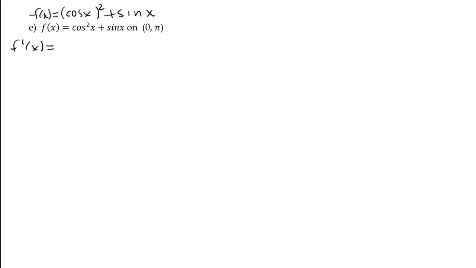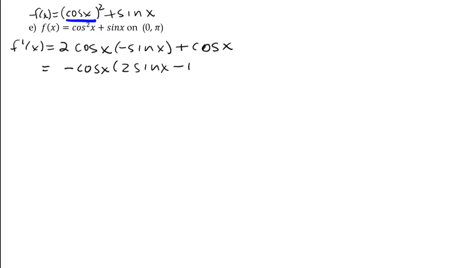So the derivative is going to be, remember our inside stuff. So we pretend that inside stuff is just a u and we bring the 2 down. We rewrite that to the first power. Then we take the derivative of the inside stuff. The derivative of sine is cosine. Now we're going to factor out a cosine. How about we take out a negative cosine? That will leave us with a 2 sine minus 1.